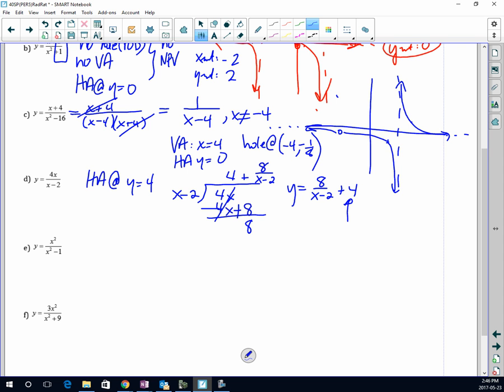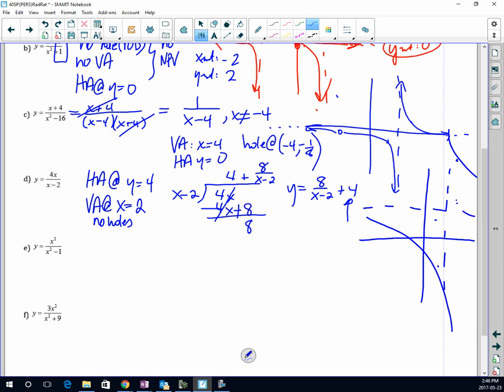Okay, so vertical asymptote at x equals 2. Do we have a hole? No holes. If I plug in the non-permissible value 2, I get 8 divided by 0, which is a vertical asymptote. Okay, so I think we got everything. If I wanted to do a quick sketch of that, I would just go 2, 4, instead of the 1, 1. Does everybody see the 1, 1? It's now going to be 8, -8. And it's really stretched out.